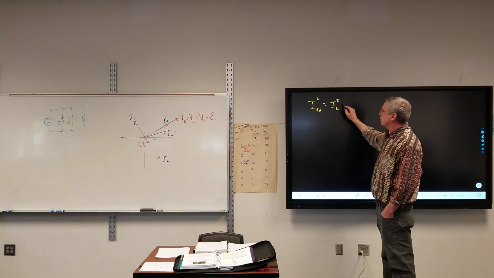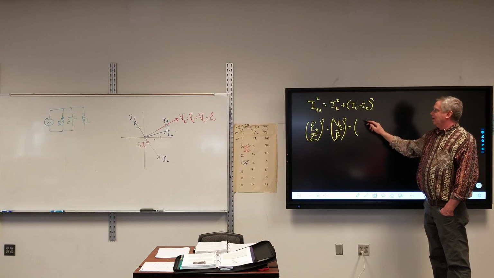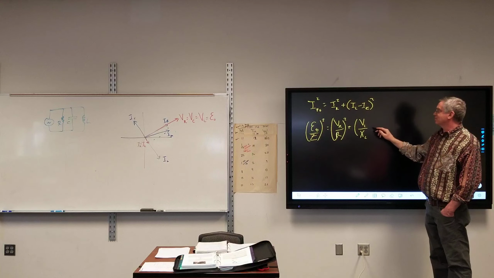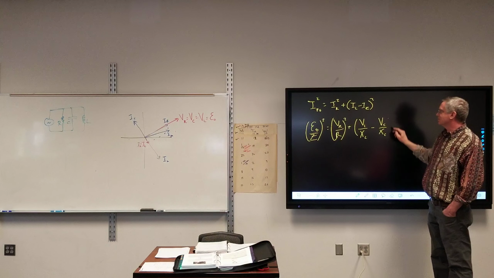And then voltage over resistance squared. And that's voltage over the XC, I don't remember the name. L, XL. Inductive reactance. Minus. Sorry, spoiler. Okay, now what?